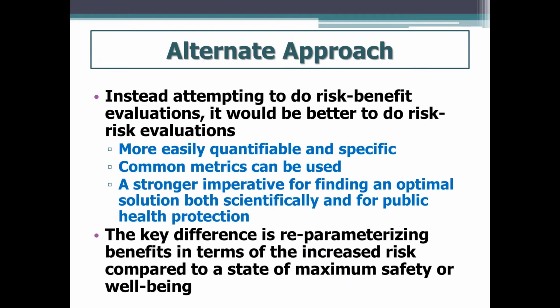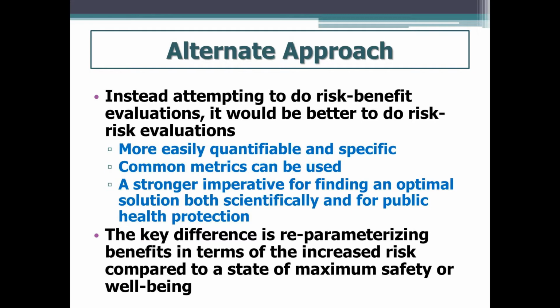Okay, so the alternate approach is, instead of doing a risk-benefit analysis, you should be doing a risk-risk evaluation. Get it in terms of two competing risks. It's more easily quantified and specific. You can develop a common metric for that. In fact, a common metric already exists.